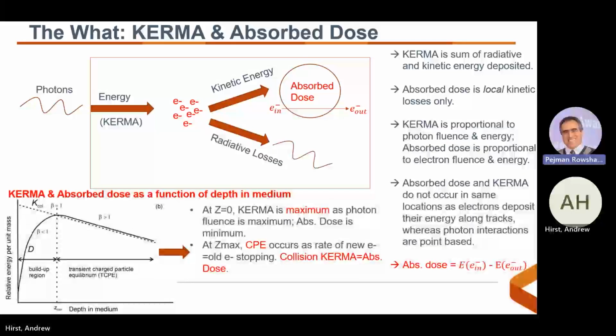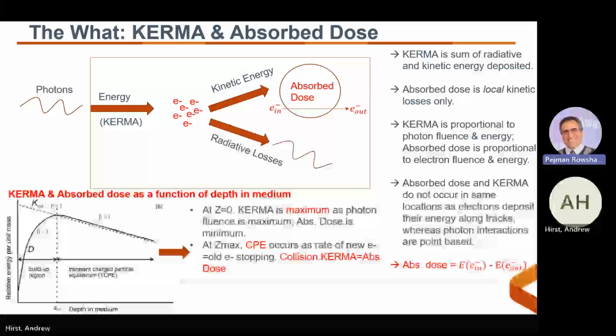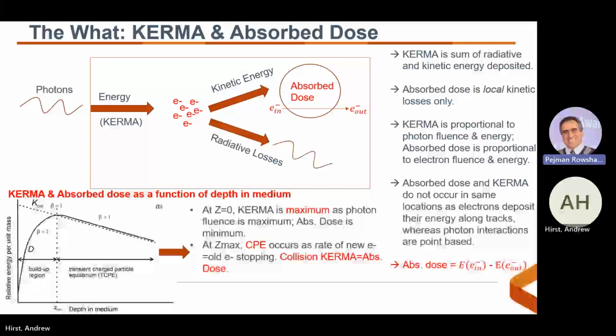So what this means is that you reach a point at which the number of new electrons being produced is equal to the number of electrons coming to an end of their track. Initially you have a lot of electrons being produced, and because they have a finite range, they're still depositing energy, but you come to a point at which they start to come to the end of their track, and at that point you reach that equilibrium point, and your absorbed dose is at the highest point.